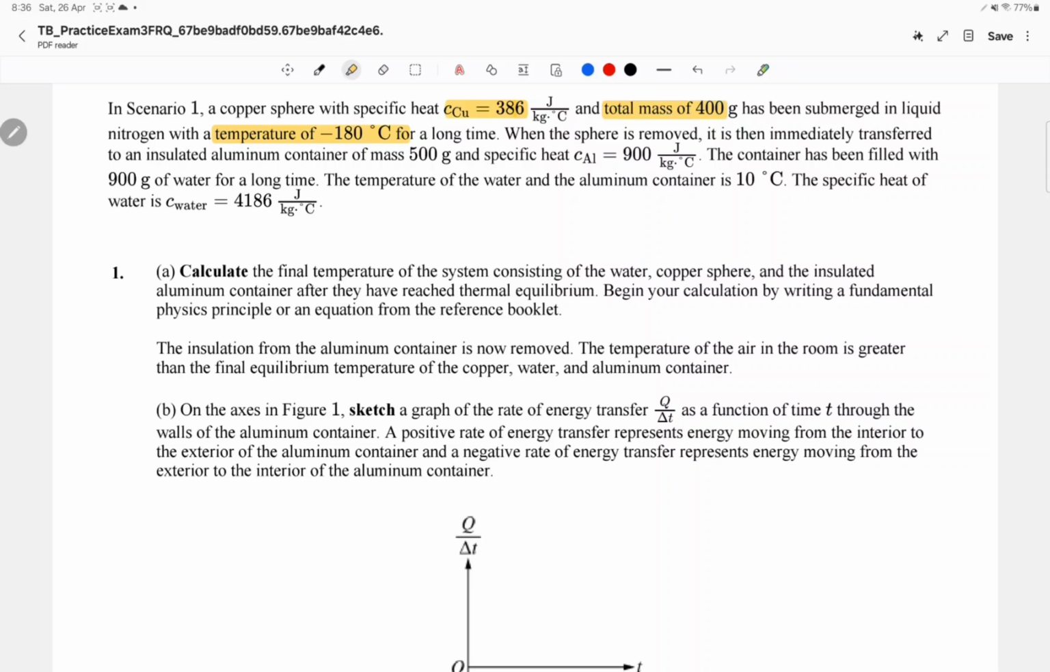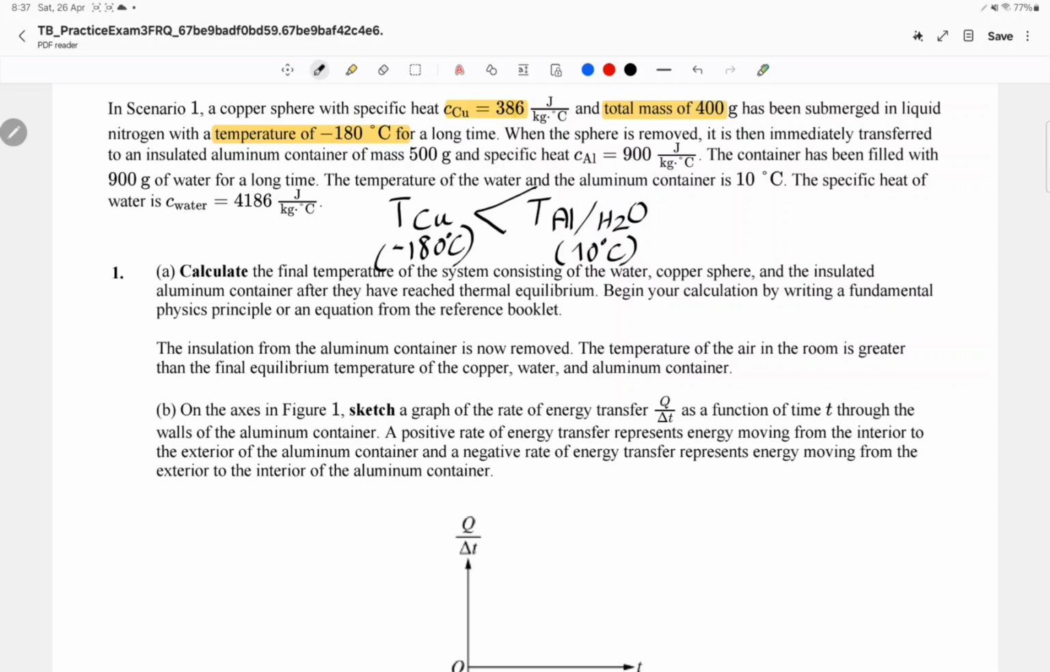The temperature of the water in the aluminum container is 10 Celsius, right? So which one is the hotter object, the copper or the aluminum and water? Temperature-wise, the aluminum and water are higher because they are at 10 Celsius versus negative 180 Celsius. When you put them together, there's going to be heat transfer, and they're going to transfer heat until they reach the same temperature.